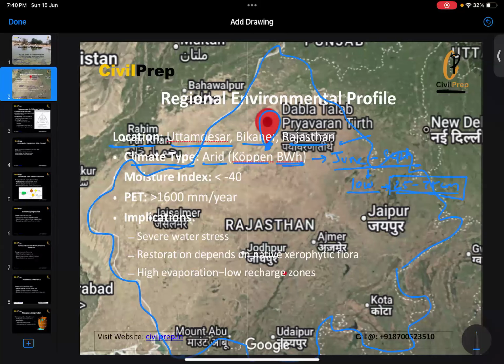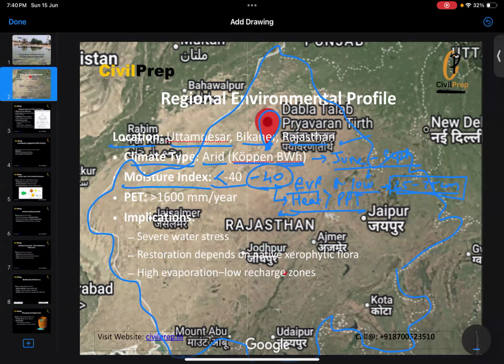Now according to the moisture index, if you look at, it is provided by Thornthwaite here. So here it is less than minus 40, which is important, which signifies that heat is higher than precipitation. Evapotranspiration will always be higher than the precipitation part.